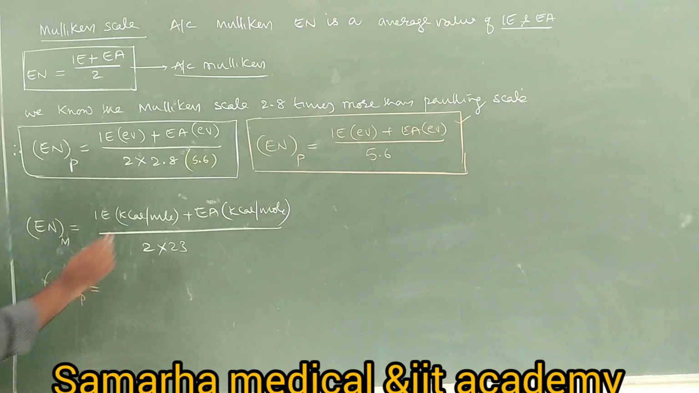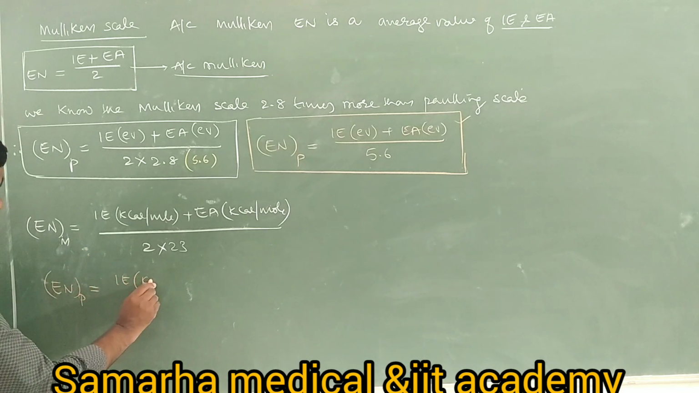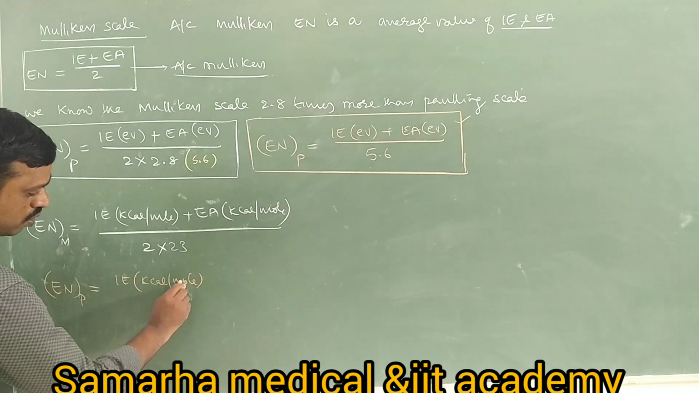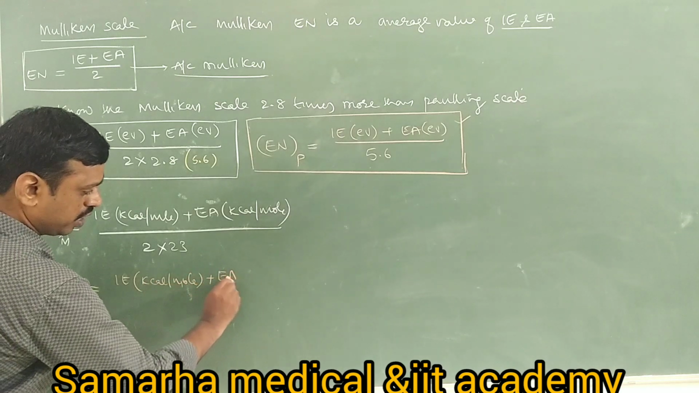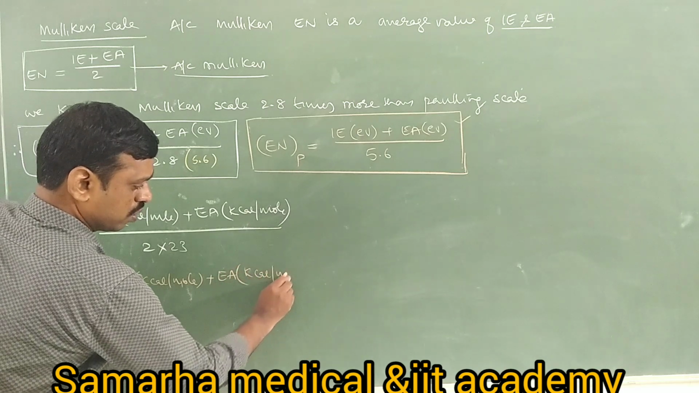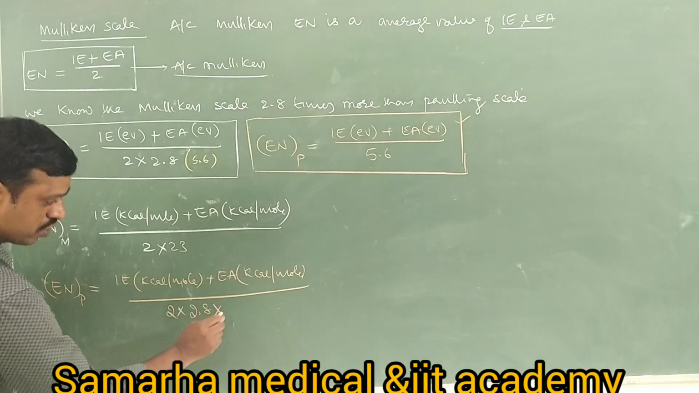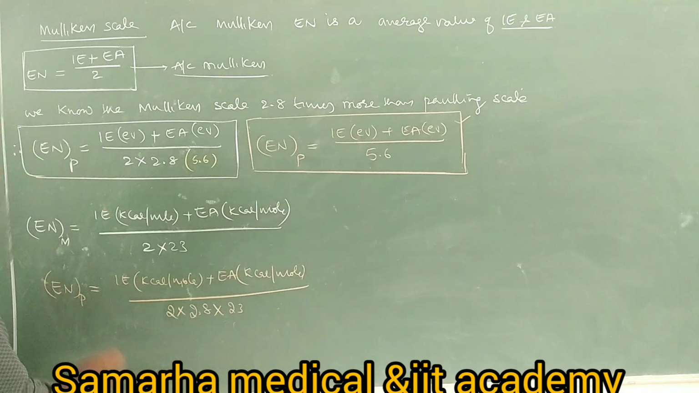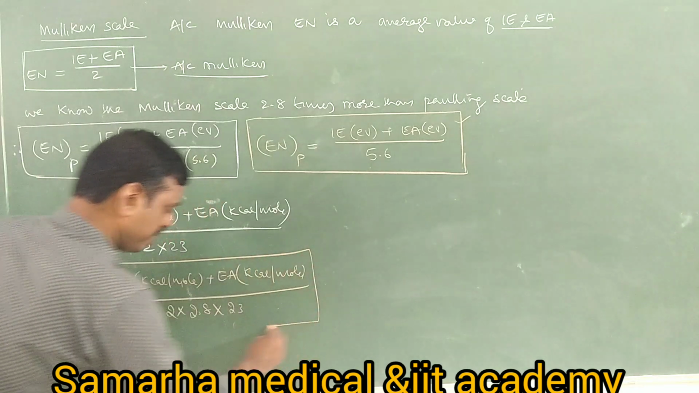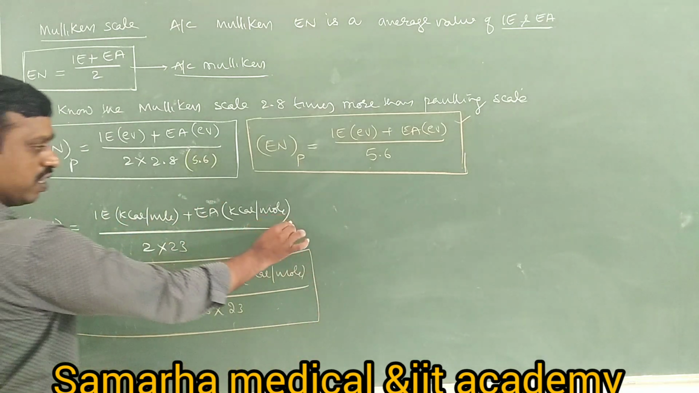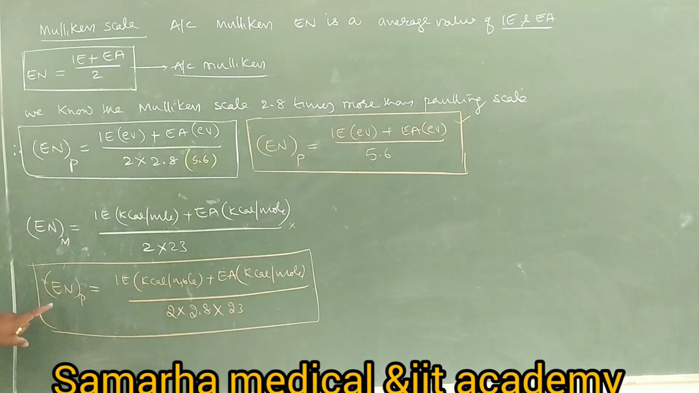Electronegativity in Pauling scale is IE in kilocalories per mole plus EA, also in kilocalories per mole, divided by 2 into 2.8 into 23, right? So therefore, in books and all, you can find directly this formula only. The other formula is not required because we want only the Pauling scale. If I write simple electronegativity, you need to understand it is electronegativity according to the Pauling scale only, if they don't mention otherwise.